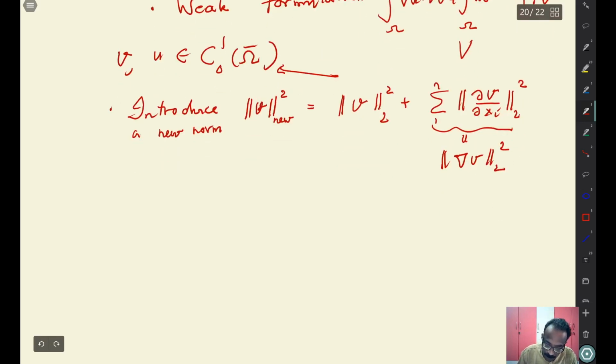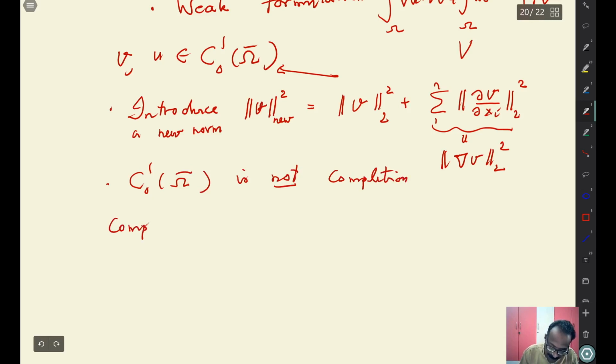This L2. But what we have seen is that C1 naught of omega bar is not complete. And that is why you now want to take the completion. Completion, this is done earlier, with respect to the above norm. So what norms you are taking is very important. Completion with respect to this norm, then you can actually get this.